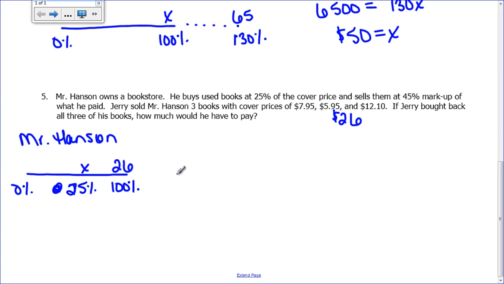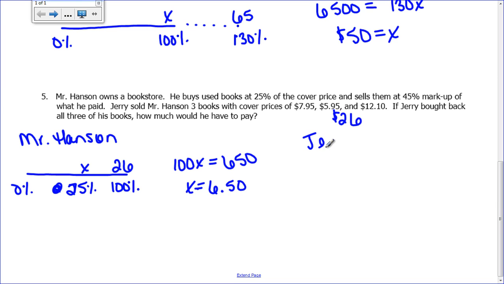We're going to cross multiply, so I get 100x equals 650, and when I divide both sides by 100, I get that x is equal to $6.50. So Mr. Hanson is not paying very much for these books. He's going to pay $6.50. Not a lot, okay? Now he's going to mark them up 45%.